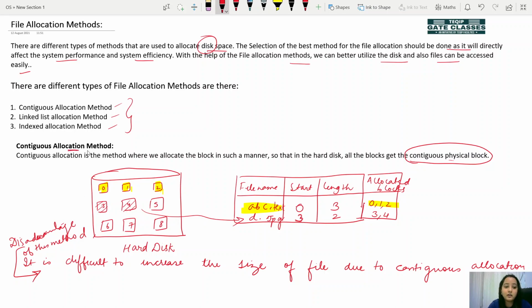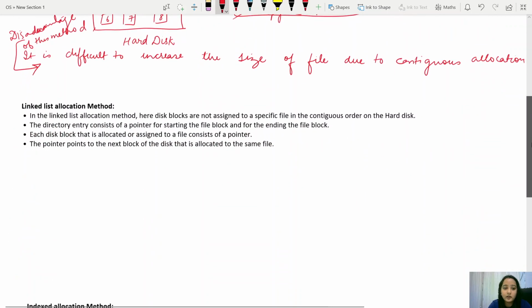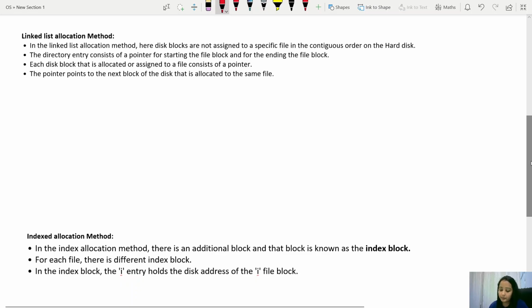The second one is the linked list allocation method. See this method. In the linked list allocation method, the disk blocks are not assigned to a specific file in contiguous order on the hard disk. The directory entry consists of a pointer to the starting file block and to the ending file block. And each disk block that is allocated to a file consists of a pointer, and the pointer points to the next block of the disk that is allocated to the same file.